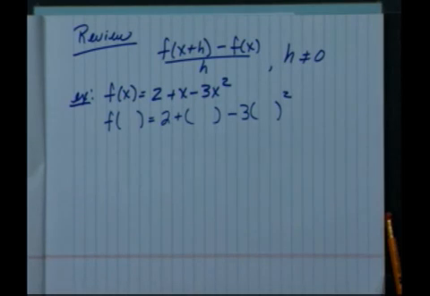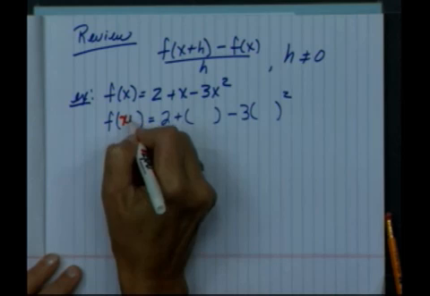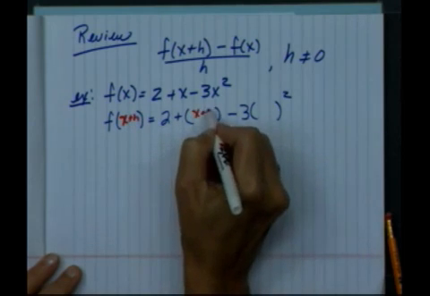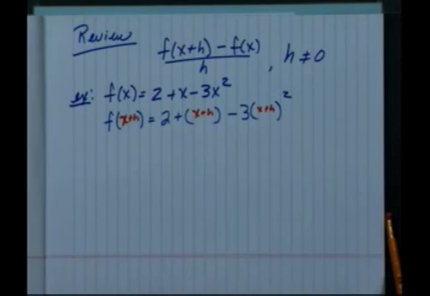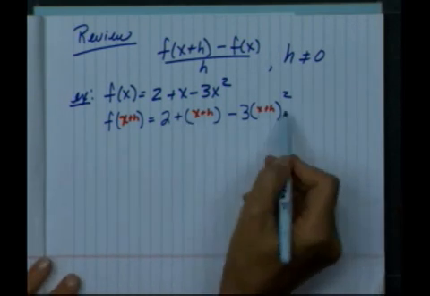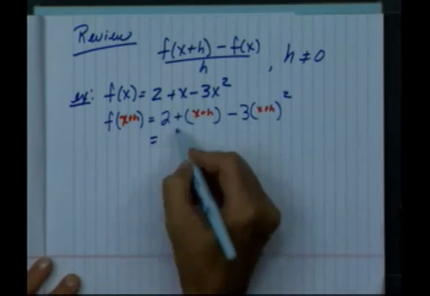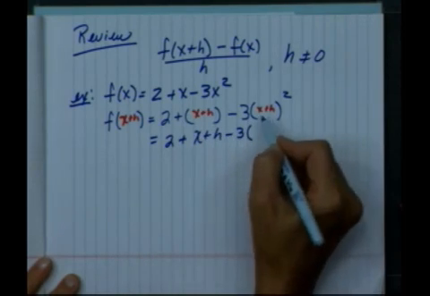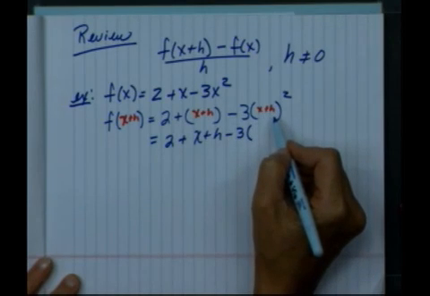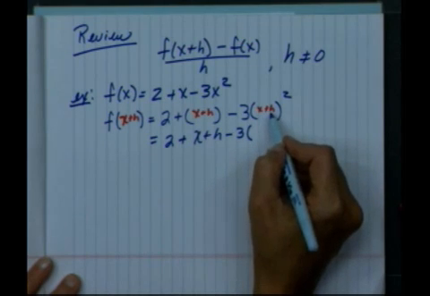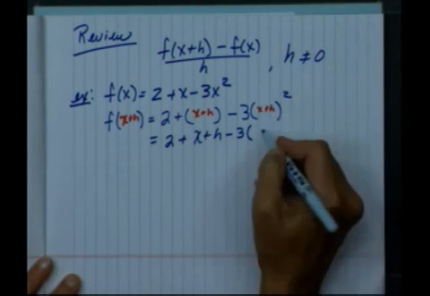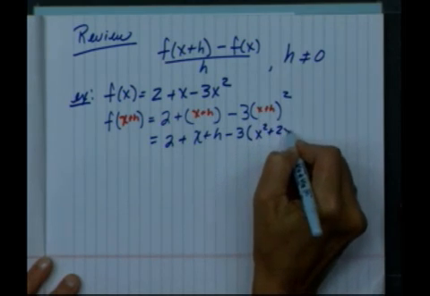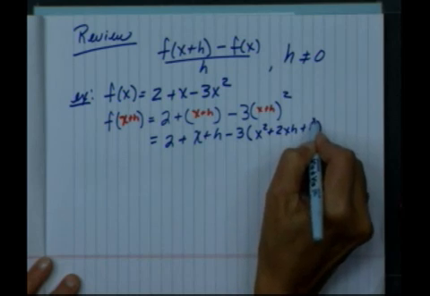Try red. F at x plus h, it just means you put a little x plus h wherever your parentheses is. F evaluated at anything. All right, so once we do that, then we can come under here and simplify. So I have 2 plus x plus h minus 3 times, and now I need to square x plus h. And if you square x plus h, it's x plus h times x plus h. X squared plus 2xh plus h squared.